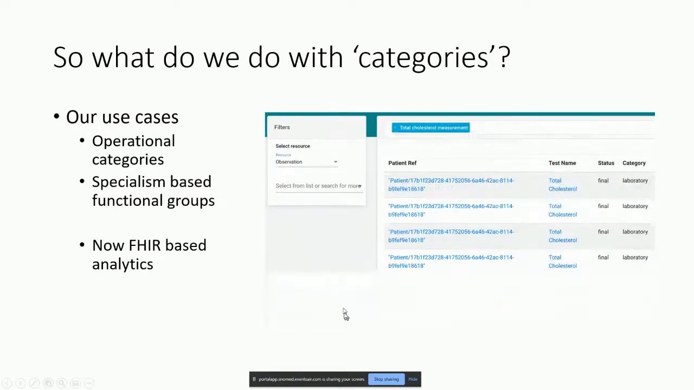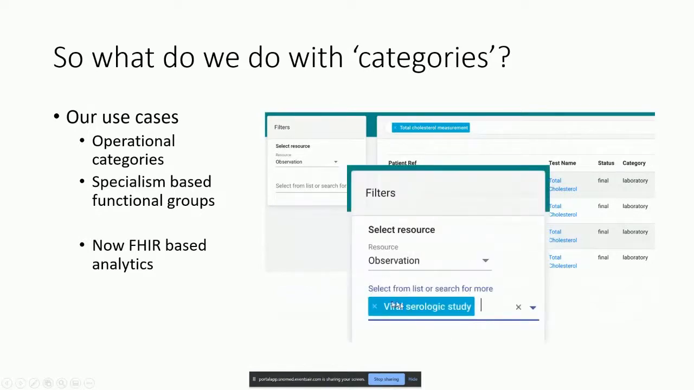And if we want to see more about total cholesterol measurements, we can search for that. So find me all the total cholesterol measurements for this patient, and we get a time series of their total cholesterols. Good stuff. We might want to see other things. What if we wanted to see something like viral serology? We can just select that from our categorization list, and we can show the patient's viral serology history.